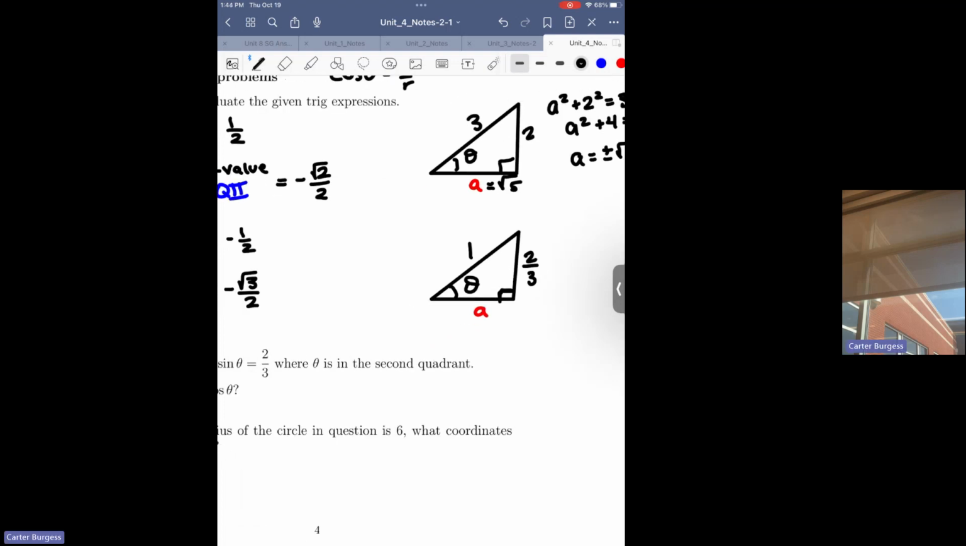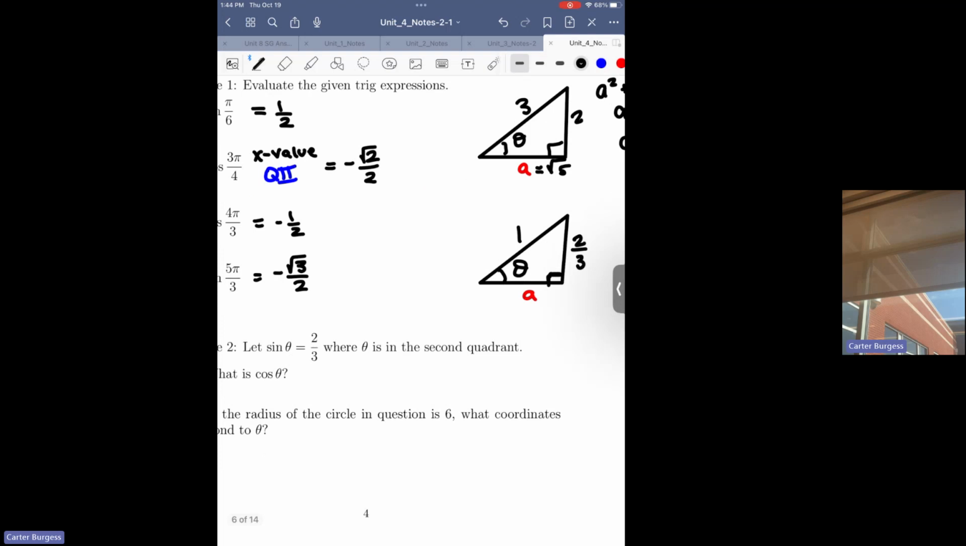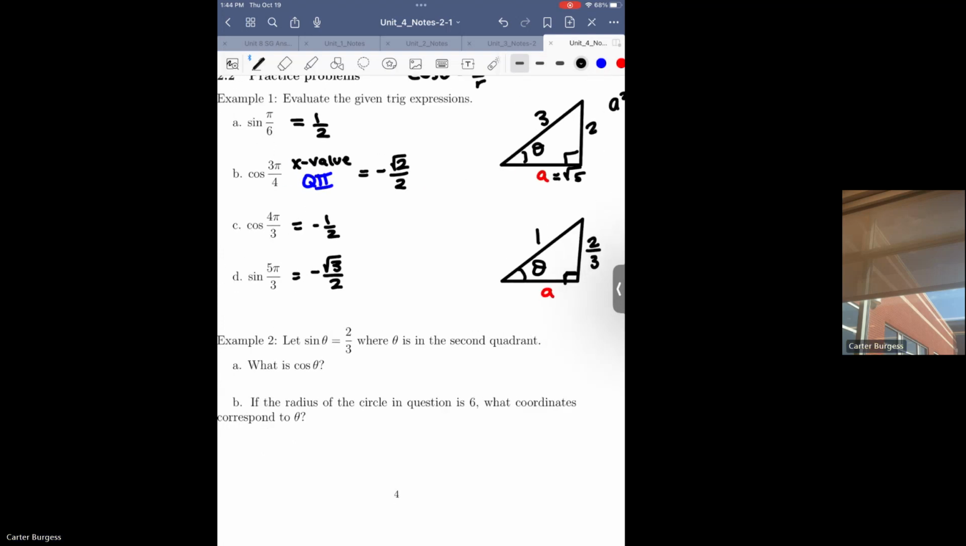And so what is cosine of theta going to be? Root 5 over 3, except what do I have to remember about theta? Theta is in quadrant 2, so cosine in quadrant 2 is going to be negative root 5 over 3.